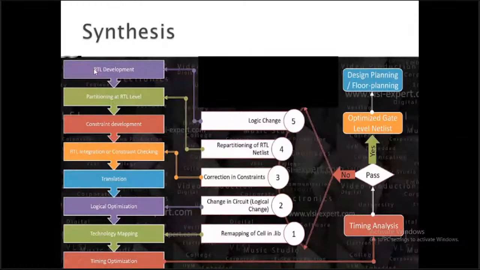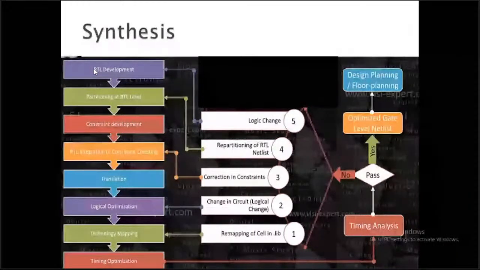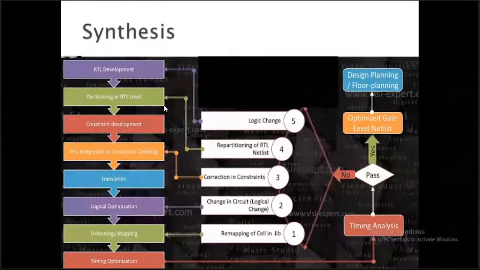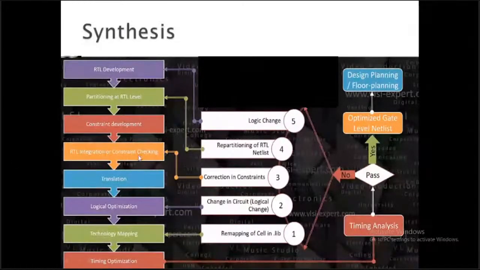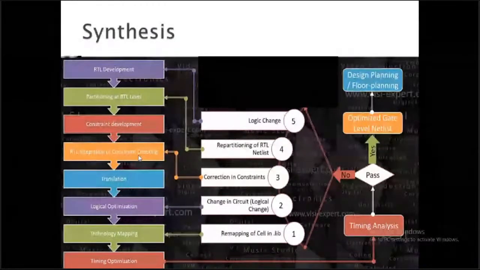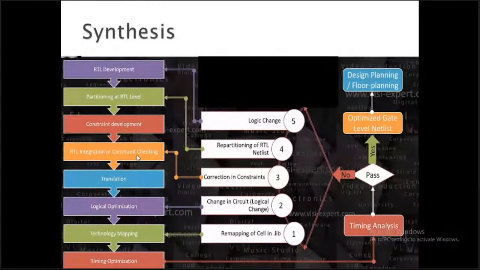So after RTL development, we do the partitioning at RTL level. Then we write the constraints, what the constraints of the design should be. I already told you: fan out, area, power, and transition, how much input transition. Clock MPW, clock minimum pulse width, what should be there. Those things we control through the constraint file. Then we check those constraints.